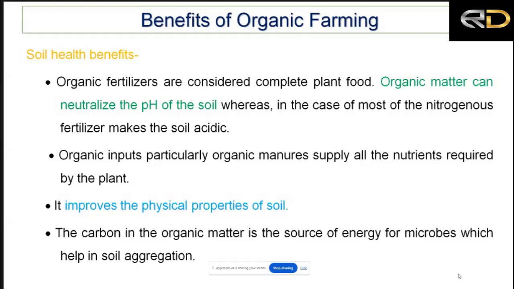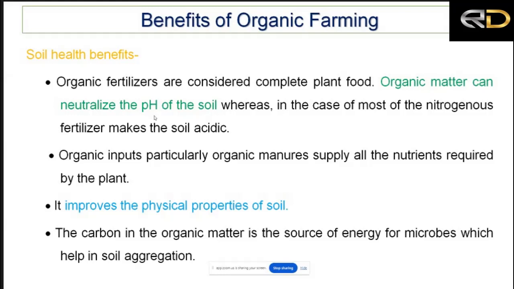Next thing, if we are adding organic matter, here I have written it neutralizes the pH. Whether the soil was acidic pH, which is not good for crop growth, or if the soil is having alkalinity, that is also not good for the soil fertility. So in both conditions, this organic matter will be neutralizing the pH of the soil. And once the pH of the soil is neutralized, then all other related chemical properties will also be maintained. It means the fertility of the soil will be improved.